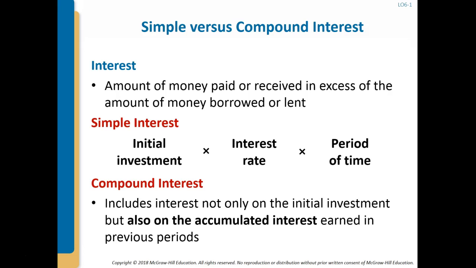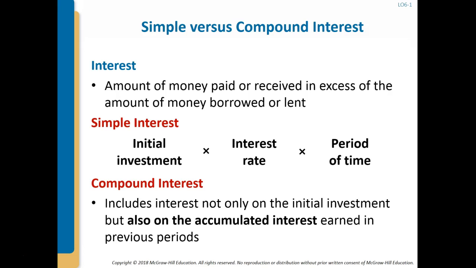So simple interest is computed by multiplying an initial investment times both the applicable interest rate and the period of time for which the money is used. So, for example, simple interest earned each year on a $1,000 investment paying 10% is $100. The 1,000 times the 10%.